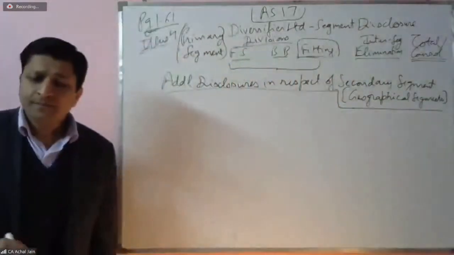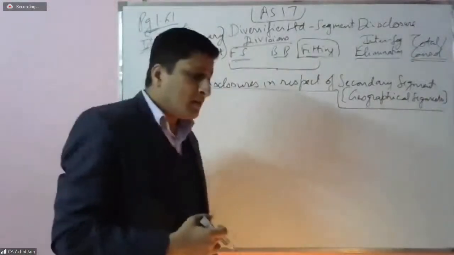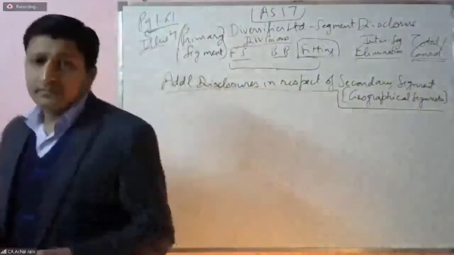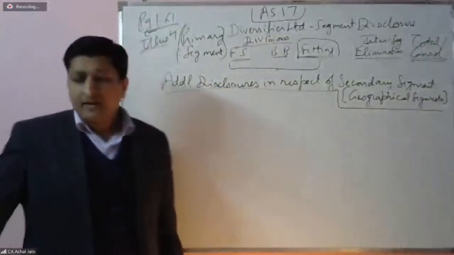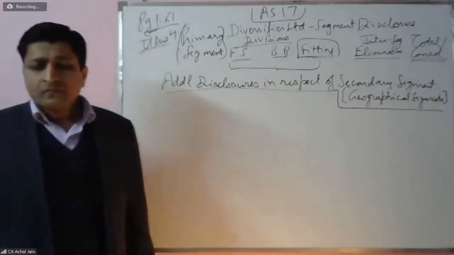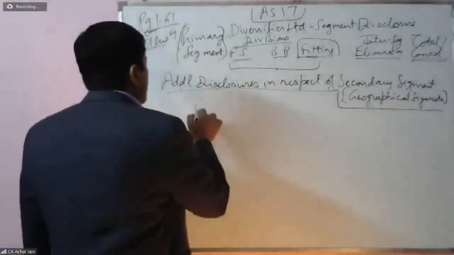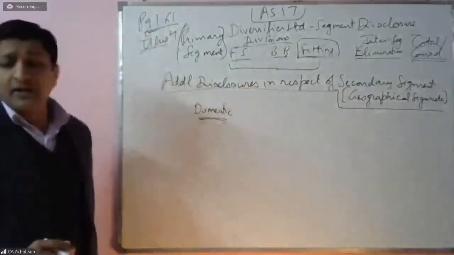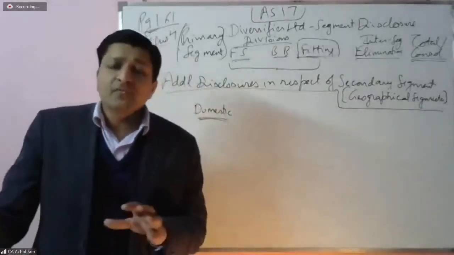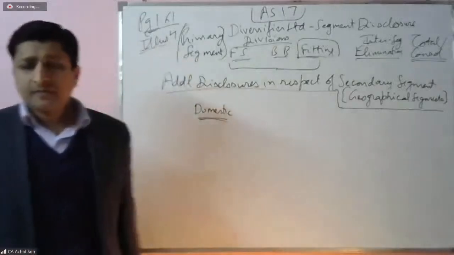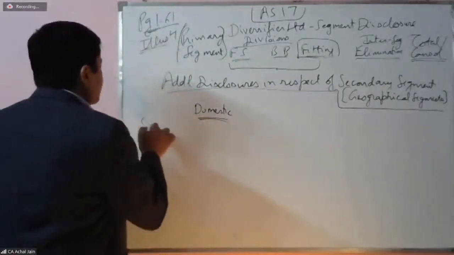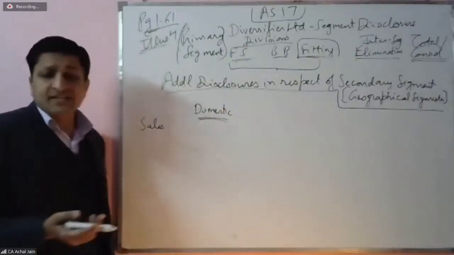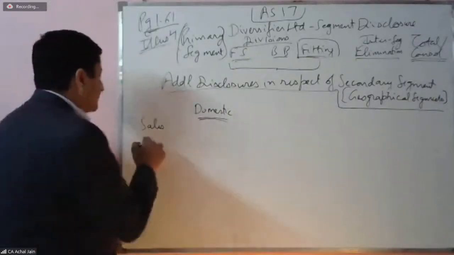Okay. So let's understand how these segments will be created. First is about the domestic market. Now the question has got limited information, and this information is available only in respect of sales. So the information that we will give will be in respect of sales. And these sales will be the external sales only.